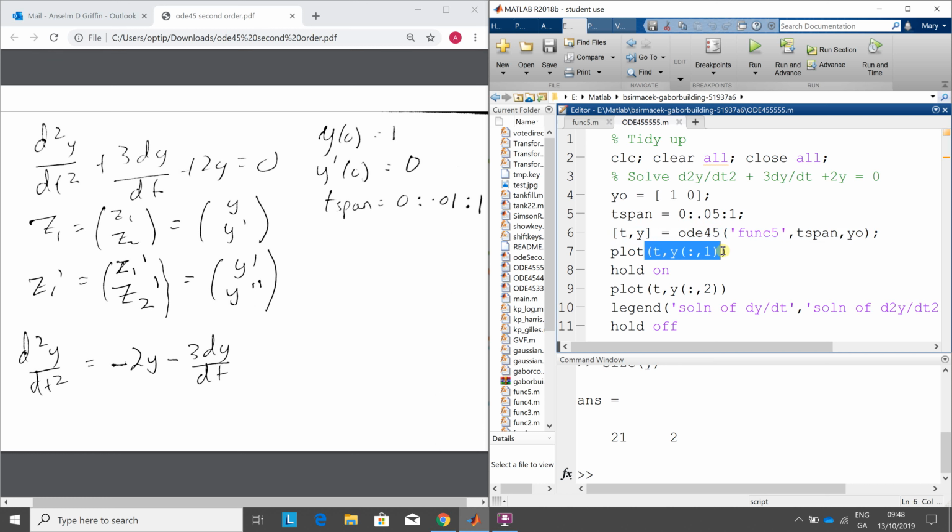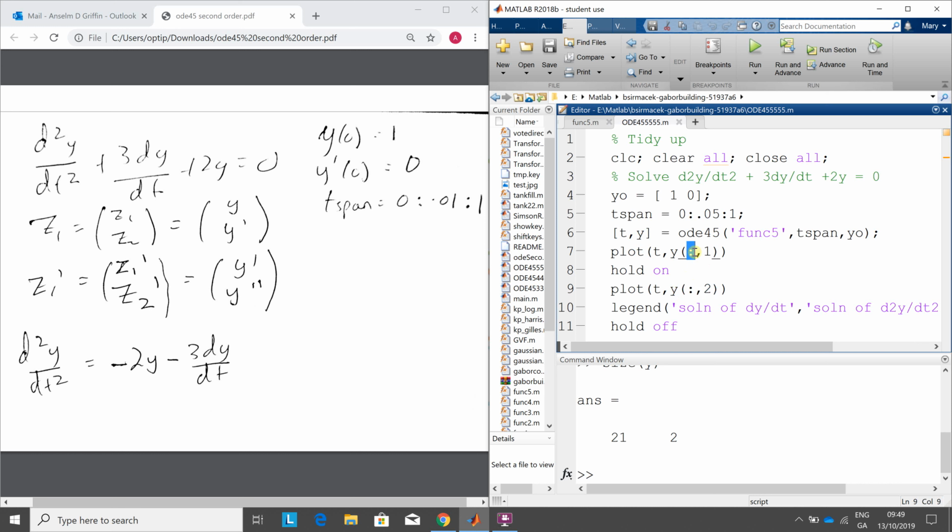Now, this one is the solution of the first one. What do I mean by the first one? Of z1 prime, or y prime. And this one here is the solution of y double prime. So t would be 0, 0.01, 0.02, 0.03, up to 0.97, 0.98, 0.99, 1. Y now will have two columns. Why will it have two columns? Because you want to solve y prime and y double prime. There's the solution to y prime, and there's the solution to y double prime.